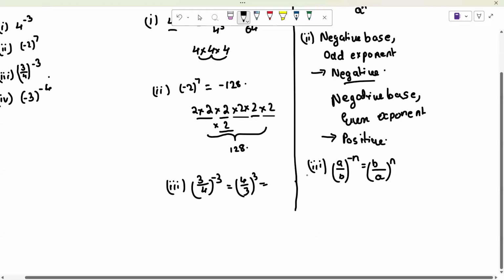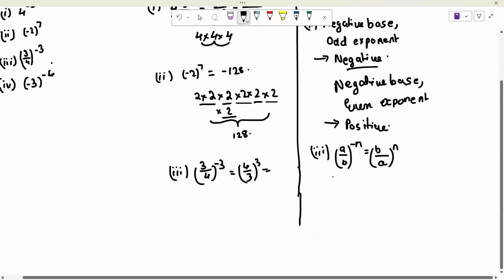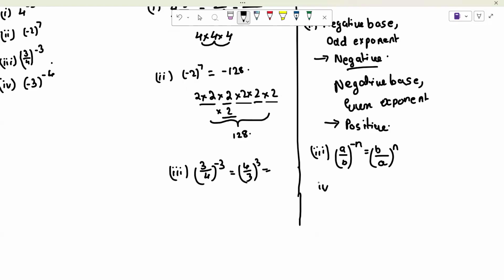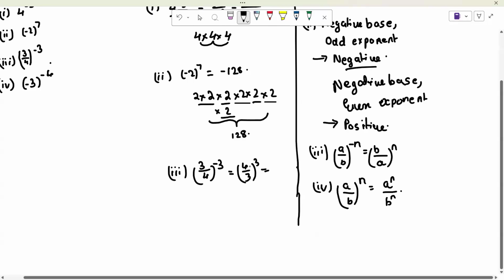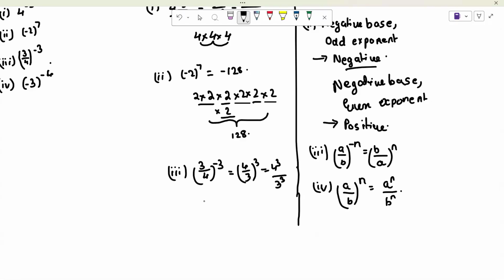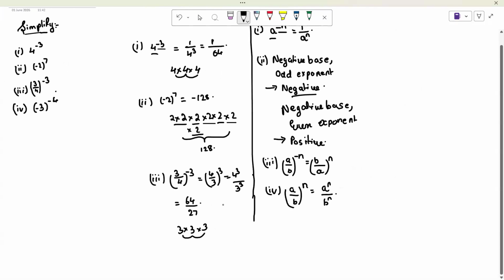And for 4 by 3 power 3, we will use another law. What is that law? Let's see. A by b power n will give you a power n by b power n. So this will give you 4 power 3 divided by 3 power 3. We know 4 power 3 is 64. And what is 3 power 3? It is 3 into 3 into 3, which is nothing but 3 into 3, 9, 9 into 3, 27. So 64 by 27 is our final answer.